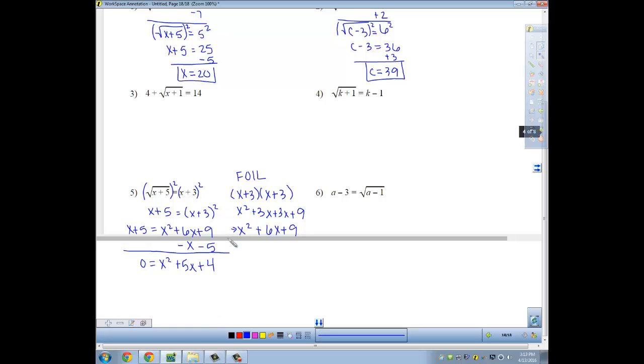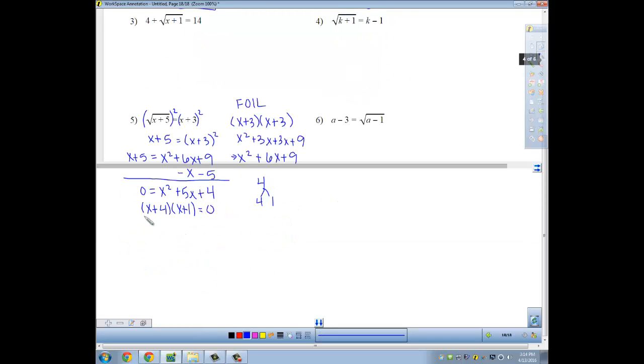Now I'm going to factor this so that I can figure out what x is going to be. We're going to get two solutions since I have x squared. That's kind of the hint that you have two solutions. So I'm going to think what number multiplies to get 4 but adds to get 5. Okay, so that could be 4 and 1. So since 4 and 1 were my factors, I'm going to put x plus 4 and x plus 1.